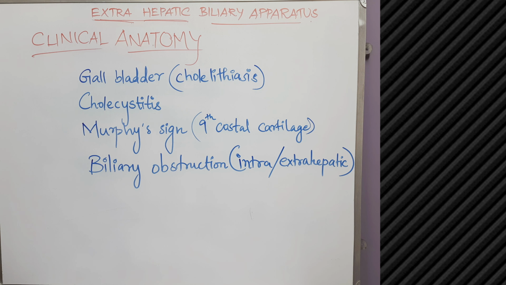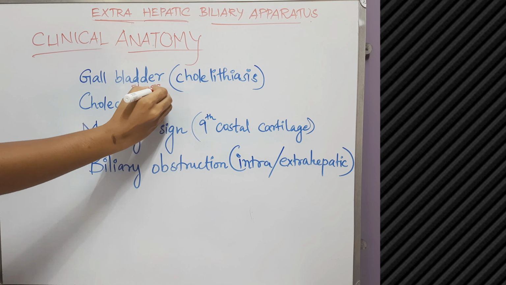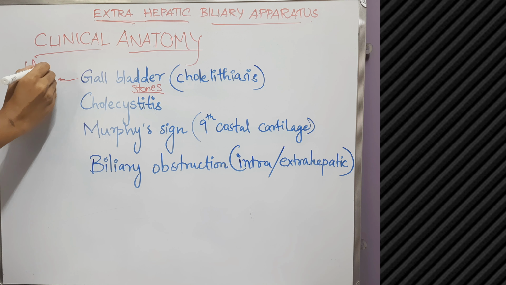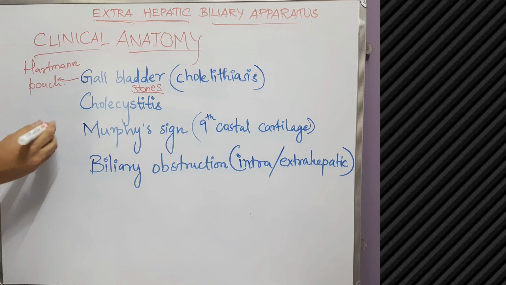Let's learn about clinical anatomy. These are some of them. First is the gallbladder stones. Stones may form in the gallbladder, that is called cholelithiasis. It is especially seen in Hartmann's pouch, which is the backward protrusion of the neck of the gallbladder.